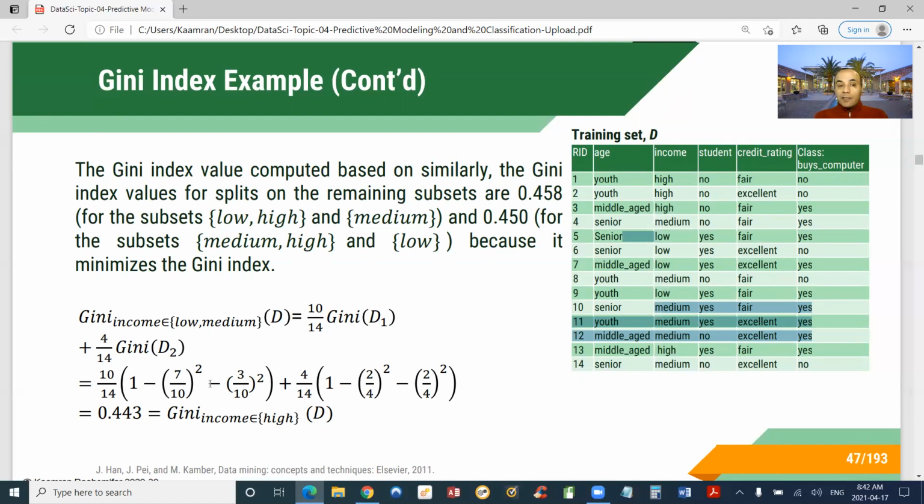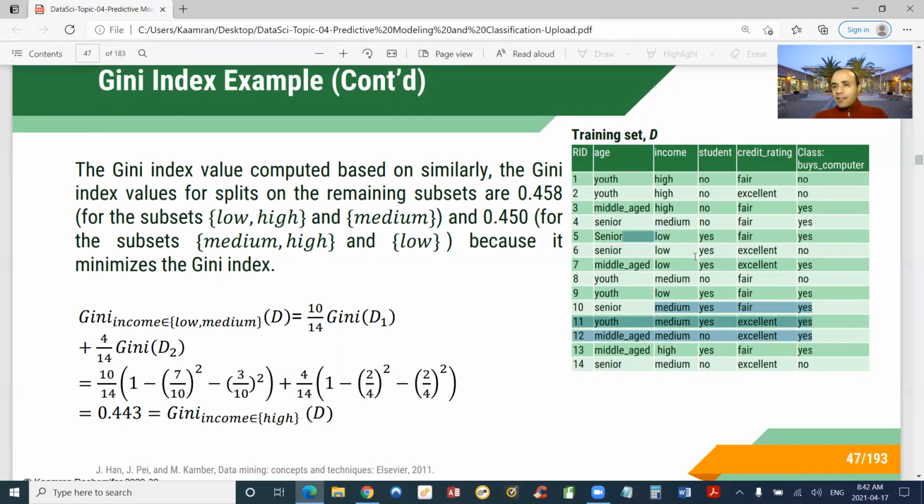This total is supposed to be 7 plus 3. You can actually see it if you wanted to. Low, no, that's 1. And then medium, no, that's another 1. Okay, so that's it. Now, when we get to D2, what is D2?